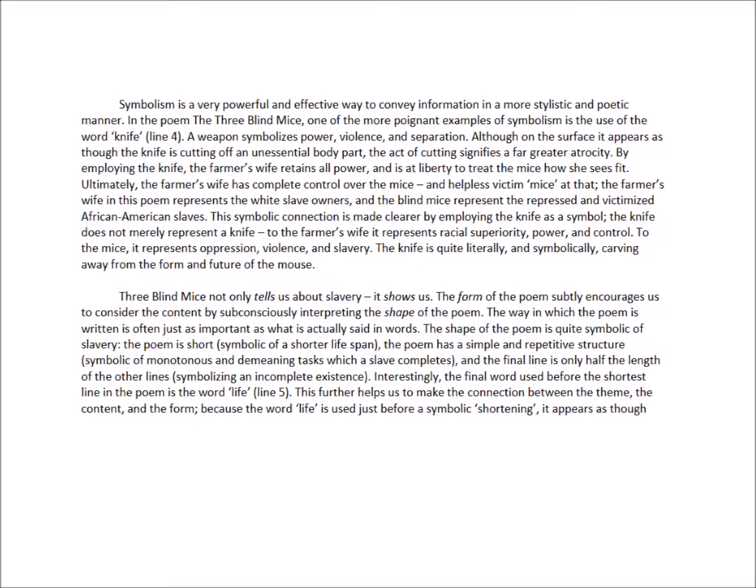The form of the poem subtly encourages us to consider the content by subconsciously interpreting the shape of the poem. The way in which the poem is written is often just as important as what is actually said in words. The shape of the poem is quite symbolic of slavery. The poem is short, symbolic of a shorter lifespan. The poem has a simple and repetitive structure, symbolic of monotonous and demeaning tasks which a slave completes, and the final line is only half the length of the other lines, symbolizing an incomplete existence. Interestingly, the final word used before the shortest line in the poem is the word life.